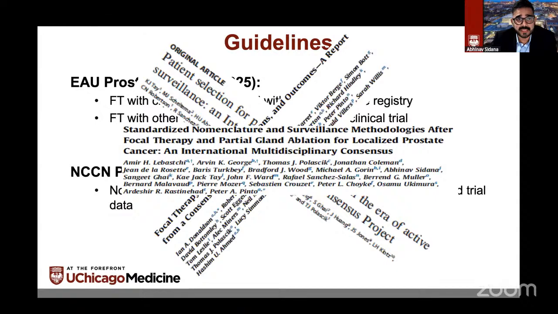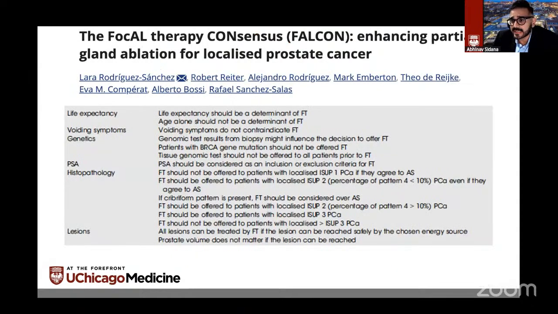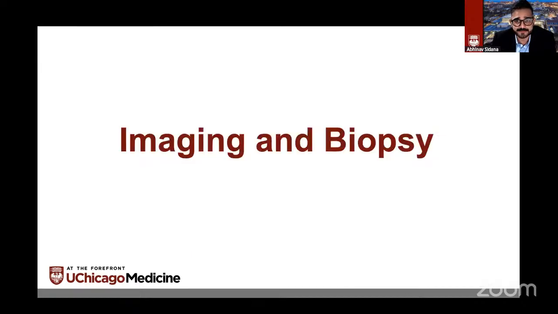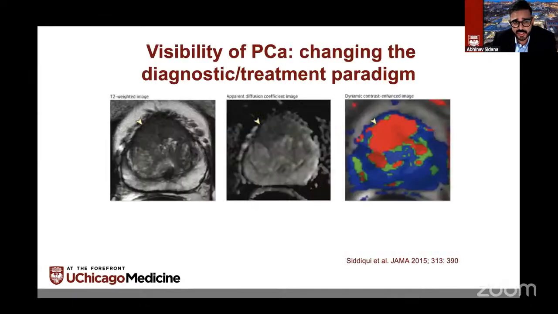And most recently, there were the FALCON guidelines, a Delphi consensus of 250 experts, which provided key recommendations for focal therapy in localized prostate cancer, emphasizing MRI-visible localized grade group 2 to 3 disease and requiring both targeted and systematic biopsies for diagnosis of focal therapy candidacy. So what are the details of imaging and biopsy for focal therapy selection? All experts agree that MRI is the basis for focal therapy selection.